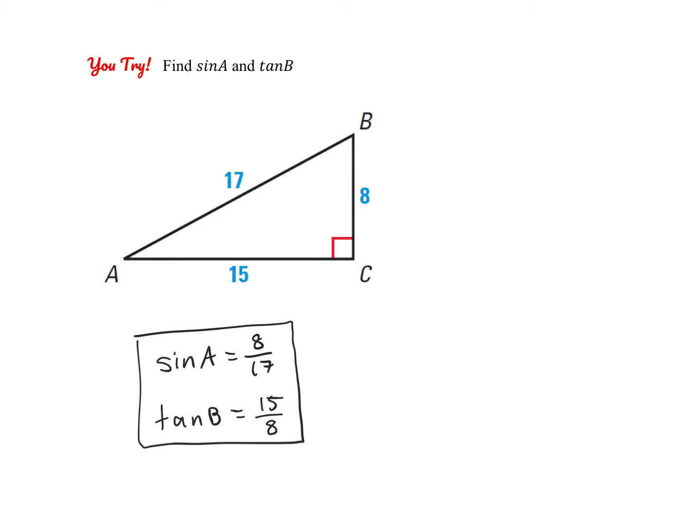It is important that you know which angle we're working with, because if we're doing the sine of angle A, the opposite side is 8, so it's 8 over 17. But if we're doing the tangent of angle B, now the opposite side is 15 and the adjacent side is 8. Remember, tangent is opposite over adjacent. So it really depends on which angle you're working with when you're deciding which leg is opposite and which leg is adjacent.